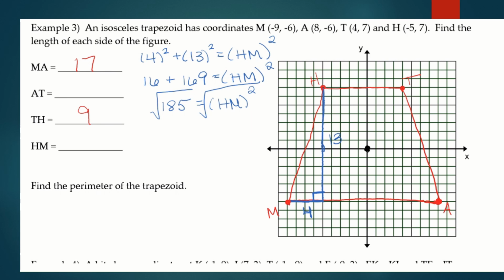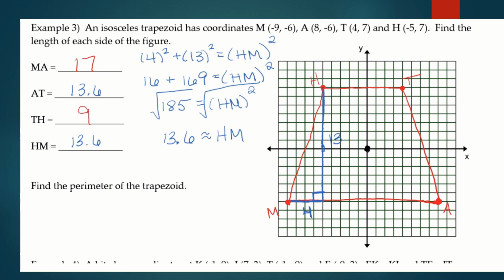approximately 13.6. So we're going to call HM, or the length of HM, approximately 13.6. And remember, this will also be the same for AT. Now we could have just left it as the square root of 185. We absolutely could have done that too. I'm just trying to make it a little easier for us, and we'll round to the nearest tenth.